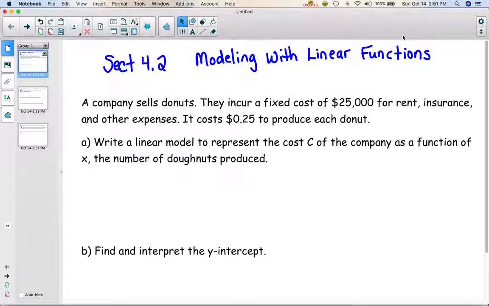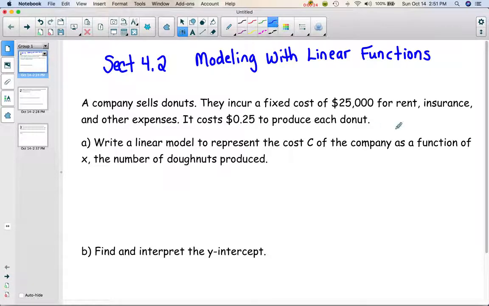A company sells donuts. They incur a fixed cost of $25,000 for rent, insurance, and other expenses. It costs $25 to produce each donut. So our first question says to write a linear model to represent the cost C of the company as a function of X, the number of donuts produced. So I'm going to call this C of X because I'm told the cost C of the company is a function of X. So you pretty much can get this.